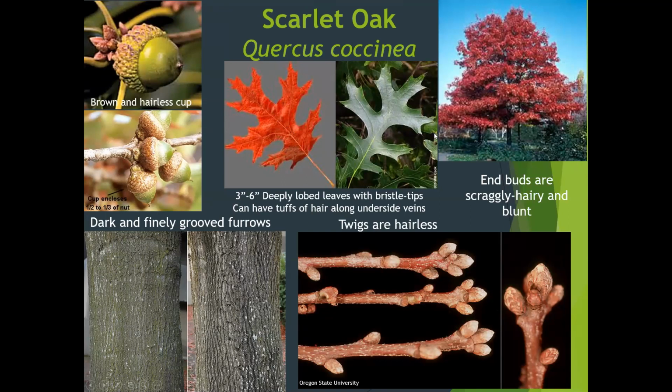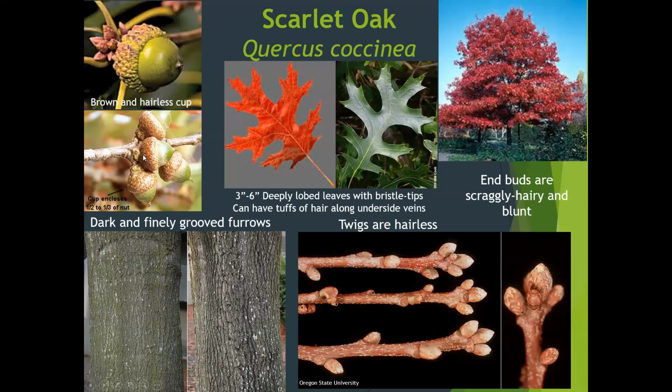And they can have tufts on the underside along the midrib and the veins, but it's a little bit different looking than the black oak. So you'll be able to tell the differences just between the lobes of the black oak and the scarlet oak. Their twigs are hairless, and their end buds have scraggly hairs on them. It's almost like a pubescence on there, and they're also blunt. They're not sharp. The caps of the acorns are brown and hairless. They don't have any hair or anything like that.